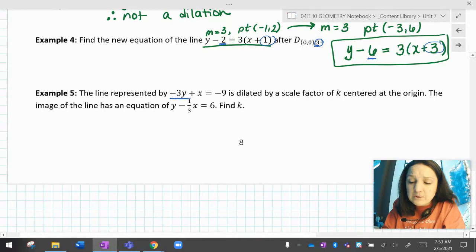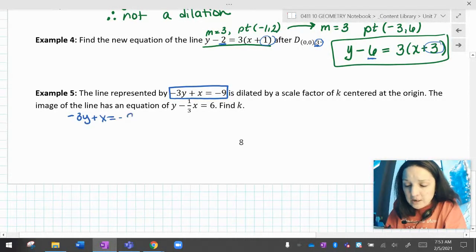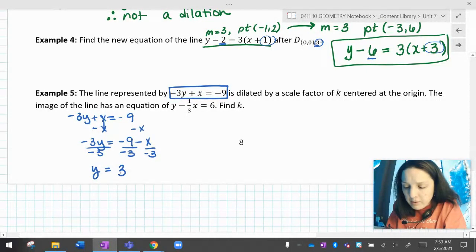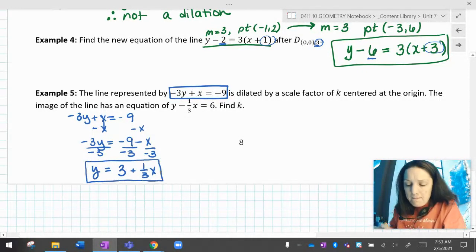So if I have a line that's written like this, I do not want to leave it that way. I need to get that in y equals form. So if I have negative 3y plus x equals negative 9, I'm going to subtract x. So I have negative 3y equals negative 9 minus x. Divide everybody by negative 3. So I get y equals positive 3 plus 1/3 x, because negative x divided by negative 3 is 1/3 x. Okay, so that one's in y equals form.